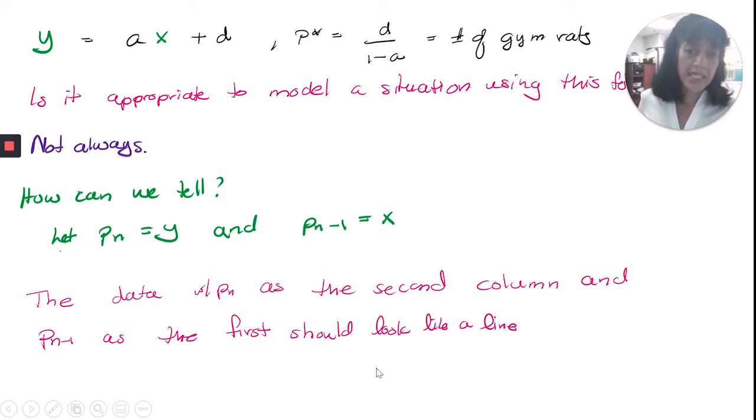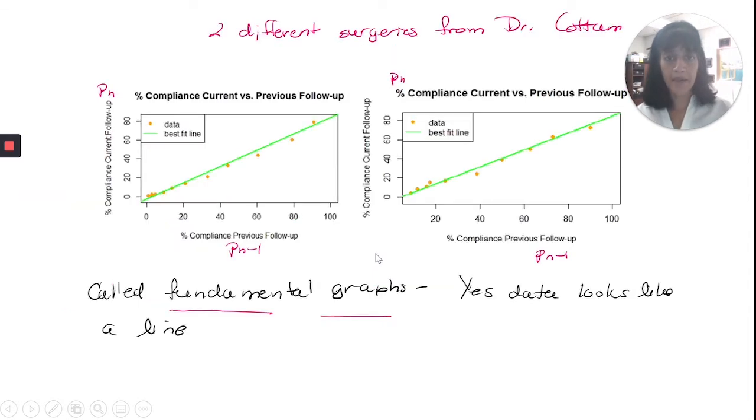So how would you do this in Excel? Well, you would put P sub n from your data. Let's say the P sub n was the number of patients who came back to clinic visit n. And so you actually take the data from Dr. Cottom and let that be the second column. And then right next to it, in front of P sub 1, put P sub 0 as the x coordinate. When P sub 2 is the y, put P sub 1 as the x coordinate. So you line them up side by side, and you scatter plot them, and they should look like a line if this model is appropriate.